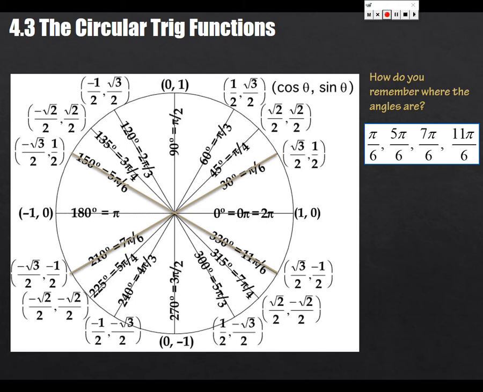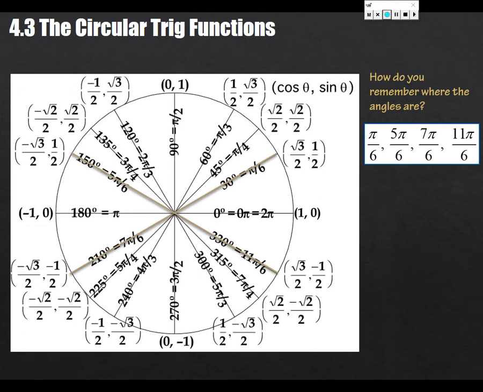Pi over 6 is, of course, the first one. 5 pi over 6, how are you going to remember the ones in this quadrant? This is 3 pi over 4, 2 pi over 3. How are you going to remember that? I just do it using like the fraction.